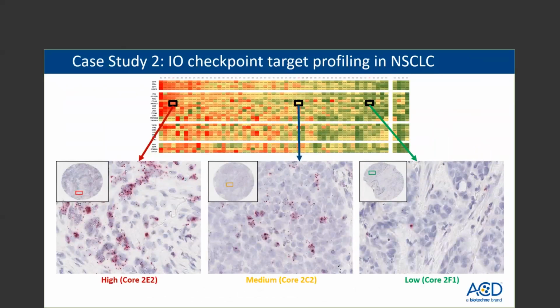An example of Halo image analysis performed on an immune checkpoint marker is shown here, where TIM3 was studied in non-small cell lung cancer tissues. As you can see here, RNAscope can be used to distinguish cold versus hot tumors based on low, medium, or high staining of immune checkpoint marker, TIM3 in this case. The heat map at the top shows the variability and range of expression of TIM3 across the different cores that were studied in this TMA.